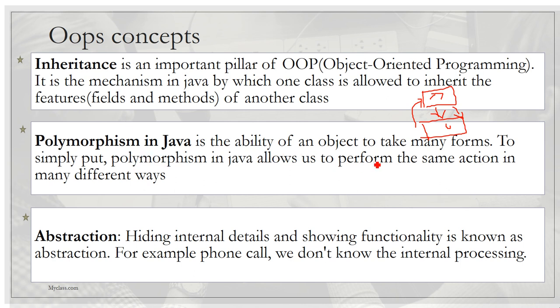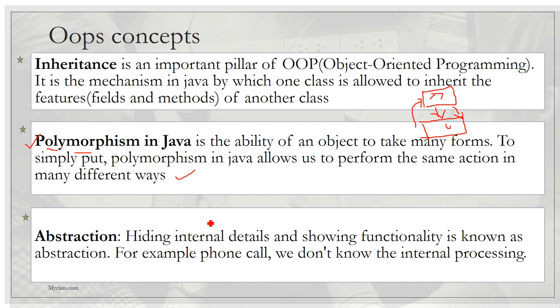Polymorphism in Java is the ability of an object to take many forms. To put it simply, polymorphism in Java allows us to perform the same action in many different ways. Polymorphism: poly means many, morph means forms. We can use an object or anything with the same name in different situations. We can perform the same action in many different ways and many different situations. That is actually polymorphism.